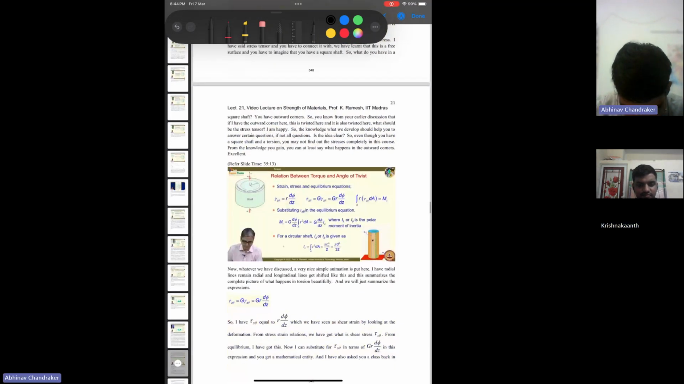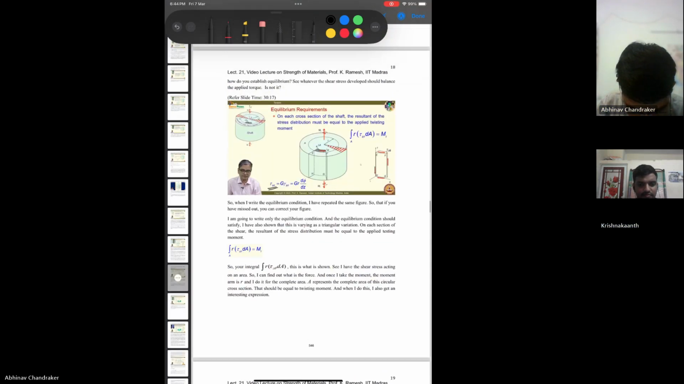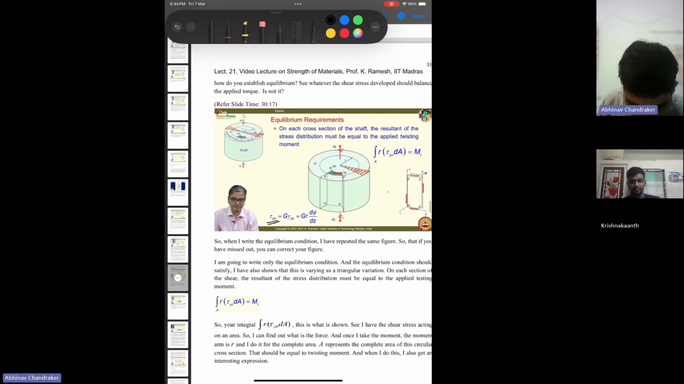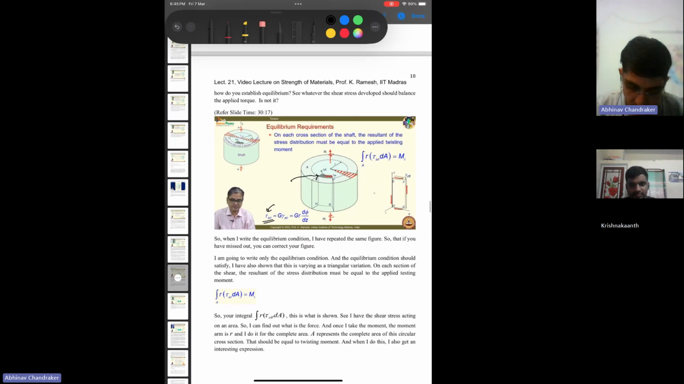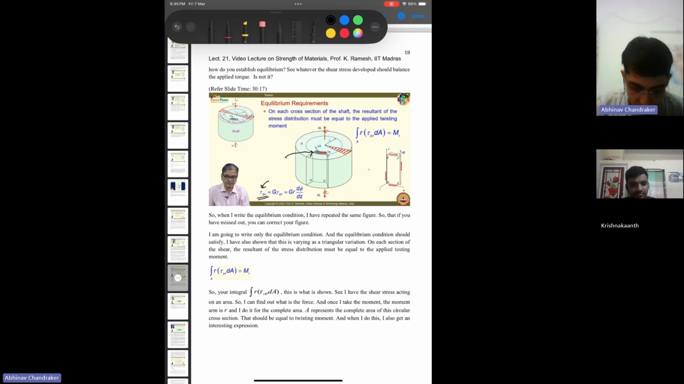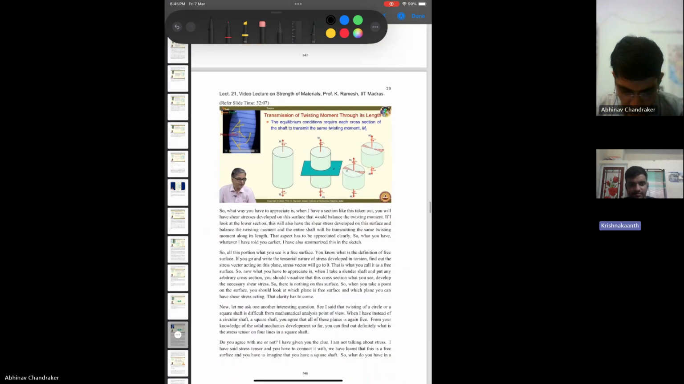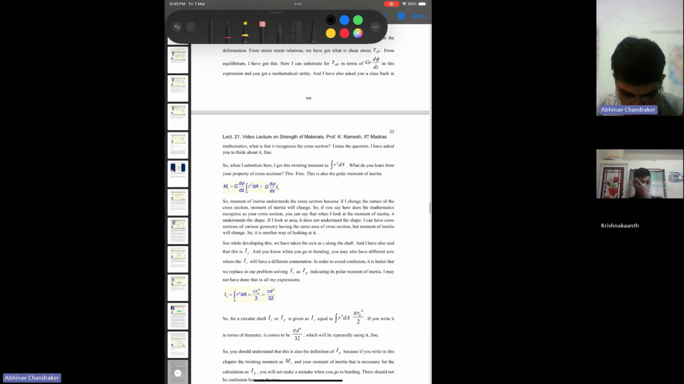And what I wanted to say was that here this tau z is the shear stress at that particular element which we are considering, and this is different from the torque, the twisting moment, which was applied on your shaft. Those are different terms having different definitions. We are trying to connect them by developing this kind of mathematics. So that's the thing. I think that's all in this.